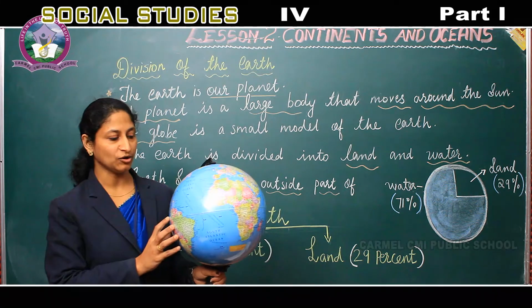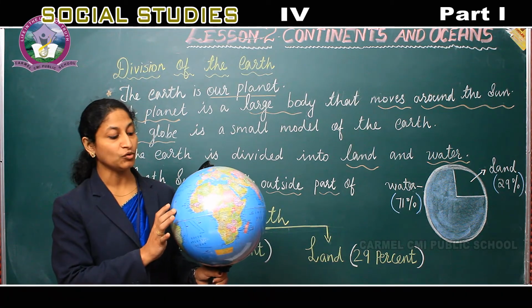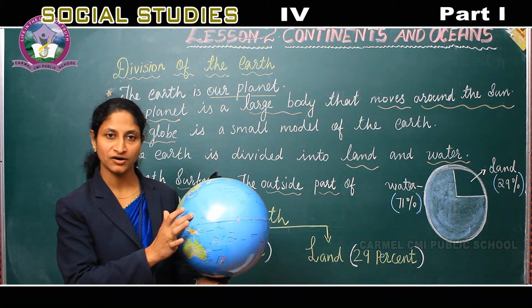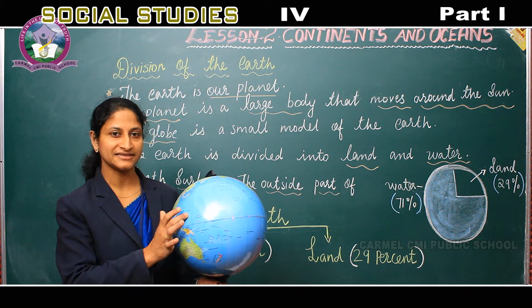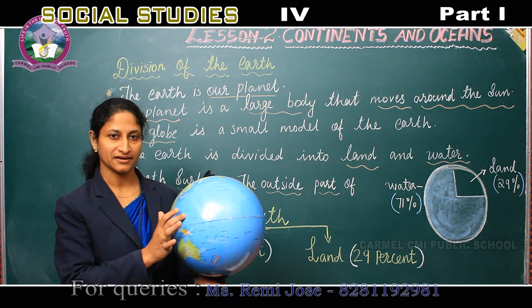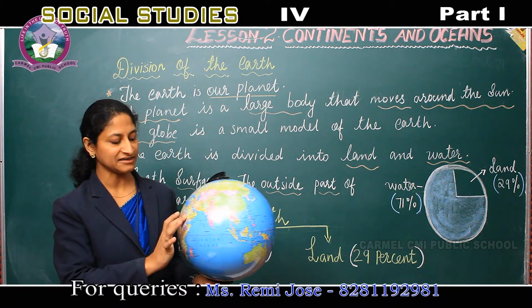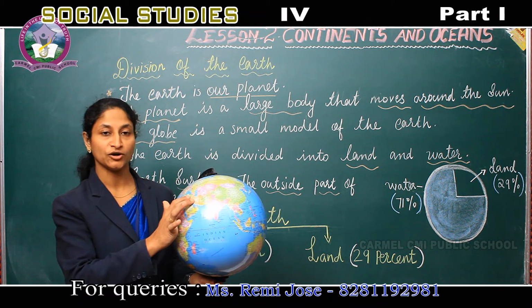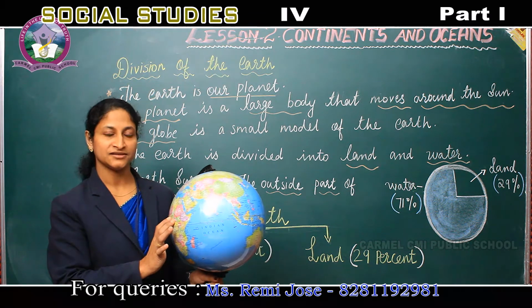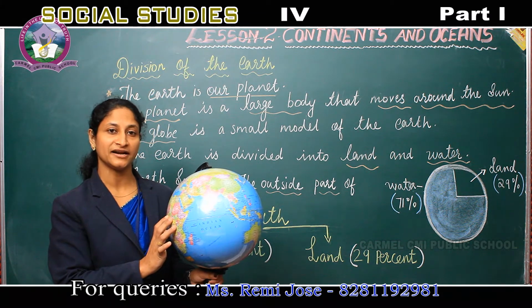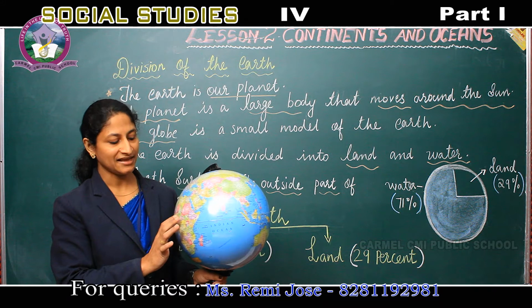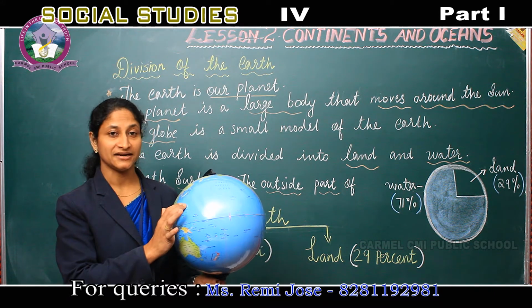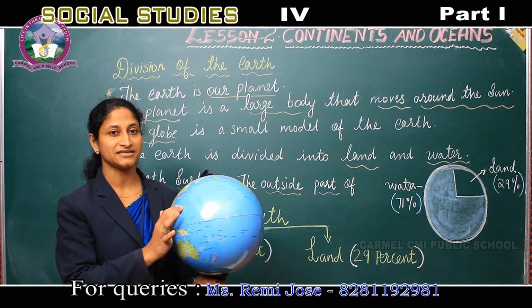When we look at the globe, we see it is mostly filled with blue color. See, which color is more? Blue color. This blue color shows water, and we can see different colored parts on a globe. These different colored parts show land. So children, the Earth is divided into land and water.